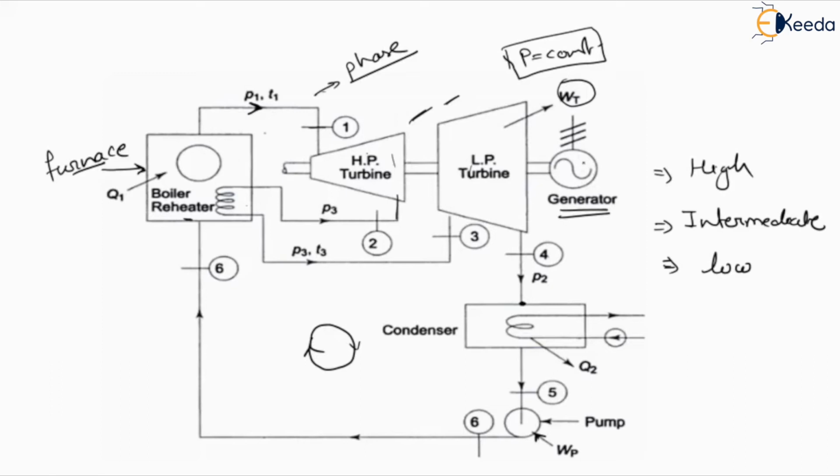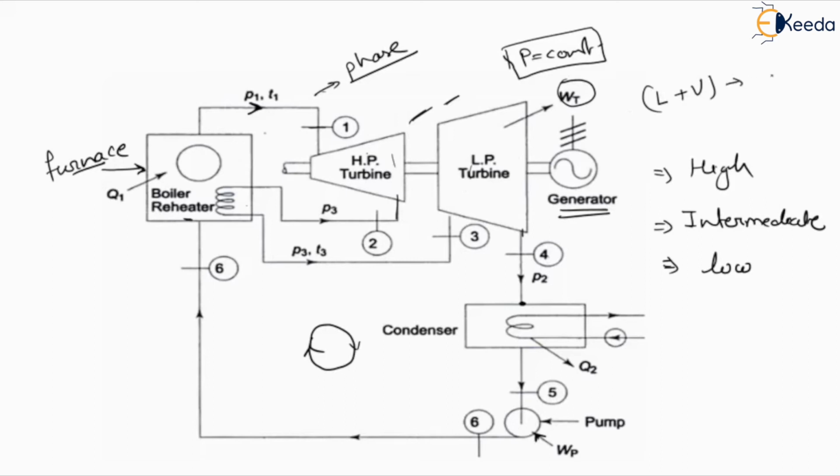And the mass flow rate in the cycle should be constant. Mass flow rate should not change, because if we change the mass flow rate, it will change the phase, or it will convert the vapor or liquid plus vapor.